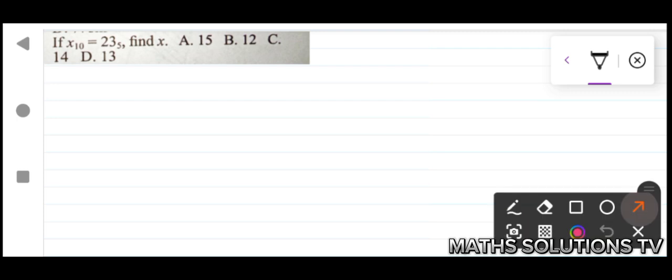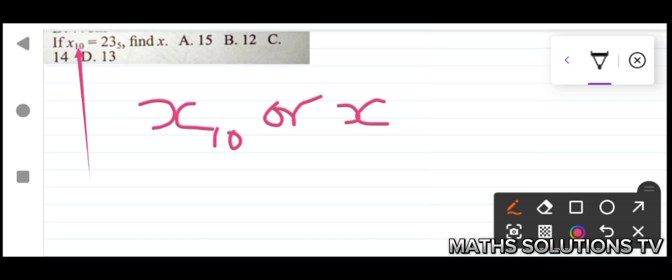What I want you to understand is any value that is already in base 10 is just a natural value and it can simply be written as ordinary x. So x base 10 is still the same thing as ordinary x, which means we don't need to do any conversion there. But of course, this other one is having base 5.